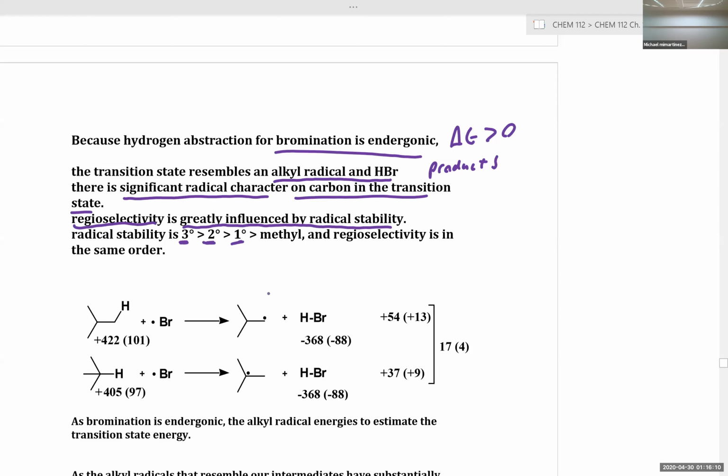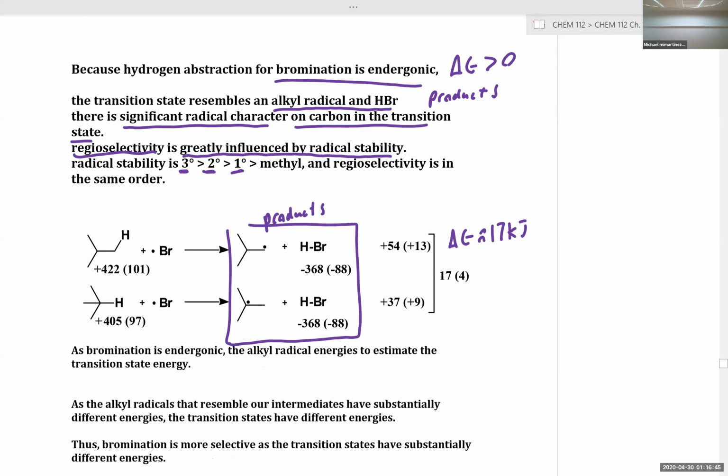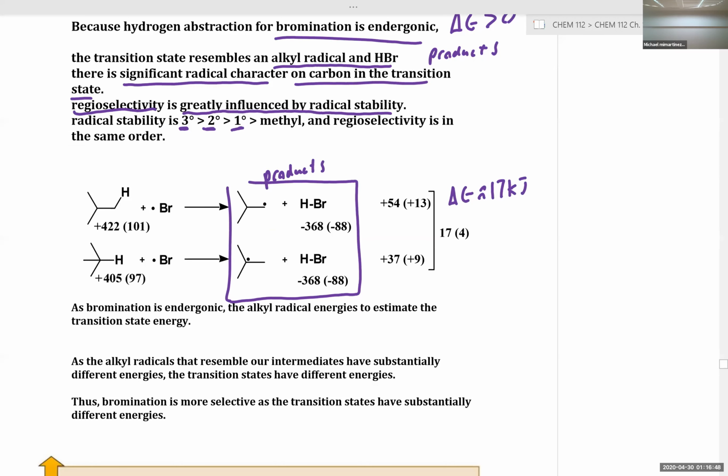So if we look at our products, and we compare the difference in product energy, this gives us a delta G of about 17 kilojoules. Okay. And I just want you to be familiar with this activation energy difference. When you have an activation energy difference of around 15 to 17, that gives you selectivity of greater than 95 to 1. So our transition state will resemble our products. So looking at the difference in energies of our products, we can assess the difference in energies of our transition states.